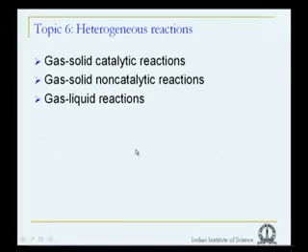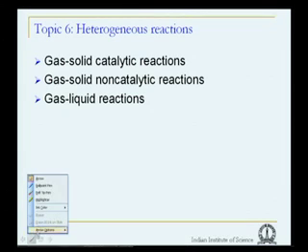So, what we are going to do is start looking at gas solid catalytic reactions to begin with, and then we will turn our attention to non catalytic reactions and then gas liquid reaction. Now, to refresh our memory, what is the situation when a gas solid catalytic reaction takes place?